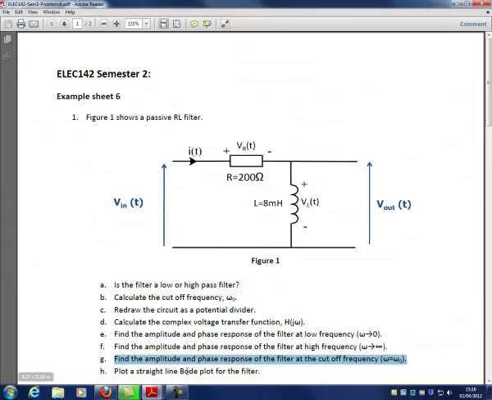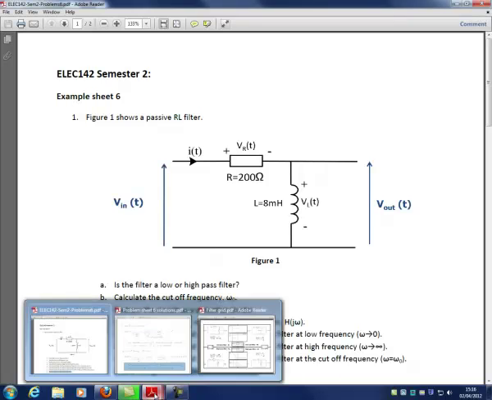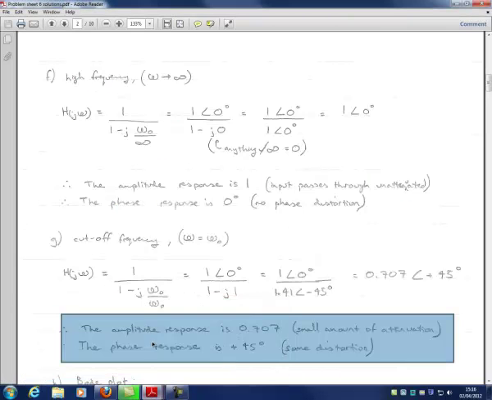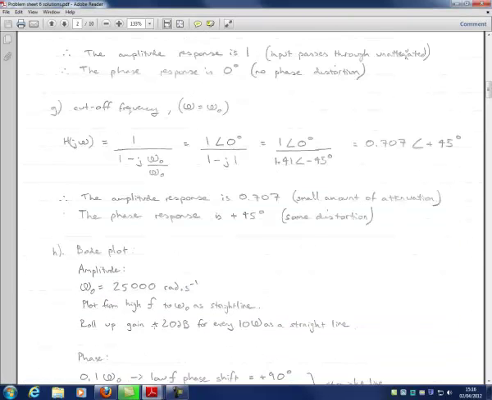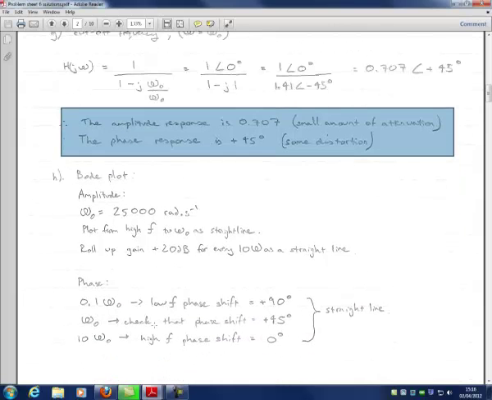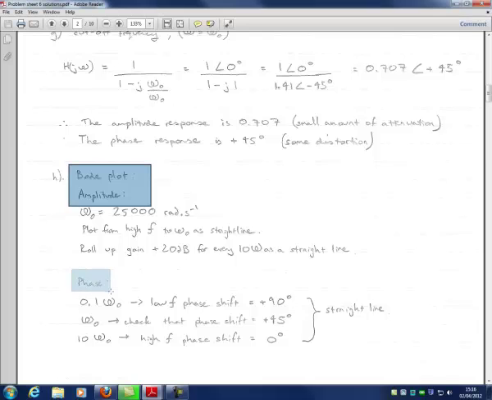So what we're going to do with this now? Now we've got all this information, we're going to plot a straight line Bode plot for the filter. So how have I gone about doing this? Well, there's two separate Bode plots we're going to draw. We're going to draw one for the amplitude, and then we're going to draw one for the phase. So let's deal with the amplitude first of all.